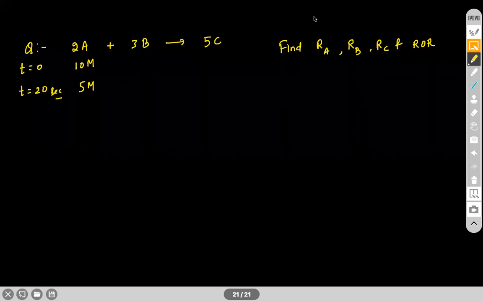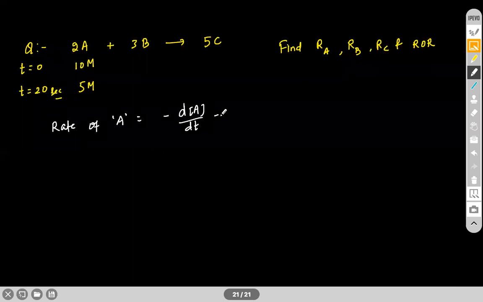Okay. You see, what is RA? Rate of A. And could you tell me what is the rate of A? 1/4. So what is the formula we have? Rate of A is equal to minus dA by dt, which is equal to minus dA, meaning change in concentration of A. It was initially 10, finally becomes 5.